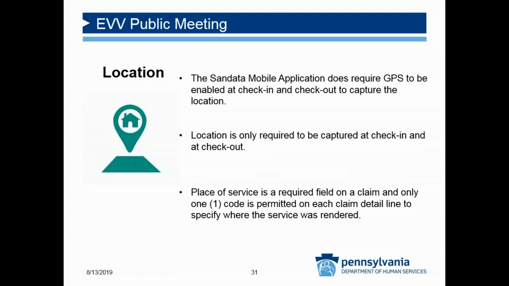So the SANDATA mobile application does require GPS to be enabled at check-in and check-out to capture the location. However, GPS can be disabled and re-enabled on the user's phone in between check-in and check-out, because again, the location is only required to be captured at check-in and check-out. We also wanted to let you know that GPS does not require cellular or Wi-Fi connection, and the mobile application works offline and will upload the information to the system and submit once connectivity returns.